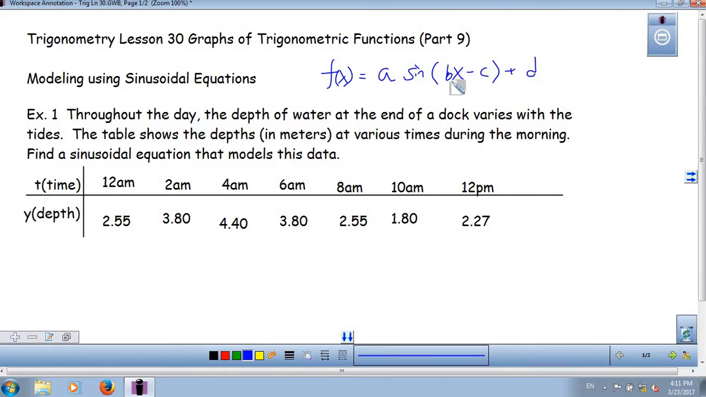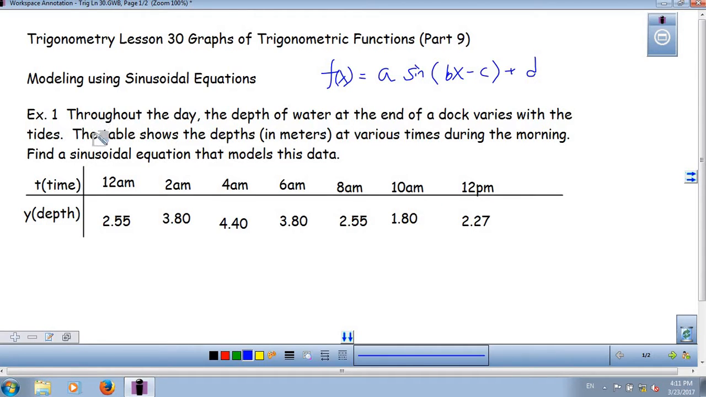We can play around with those numbers to match the data that we're given. So in today's lesson, we're trying to see how we can do that. How do we match the data? How do we come up with the numbers A, B, C, and D that will match the periodic phenomena that we're given? That's the goal of today's lesson.